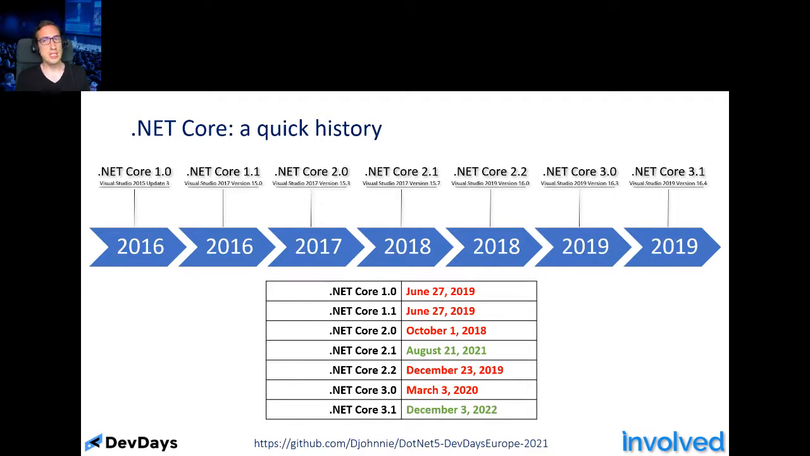They redesigned and recreated the entire .NET platform, but of course they tried to keep it as close to the .NET Framework as possible. So around 2016, we actually had two different .NETs. We had .NET Framework and we had .NET Core.